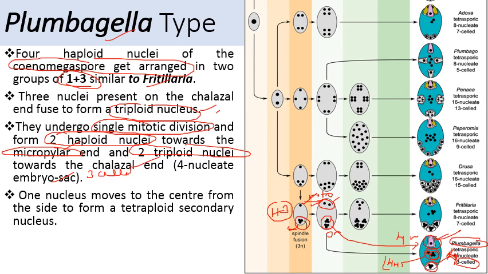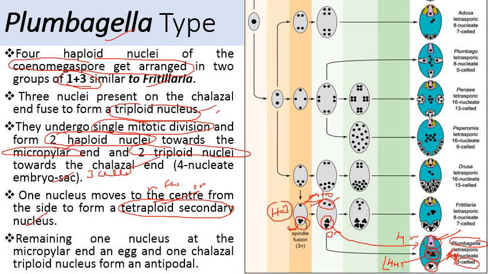One nucleus moves to the center from each side, that is one from the micropylar end, that is a haploid nucleus, and one from the chalazal end, that is a triploid nucleus. That will give rise to a tetraploid secondary nucleus. The remaining 1 nucleus at the micropylar end will form an egg. जो micropylar end वाला एक nucleus है वो बना देगा egg, and 1 chalazal triploid nucleus will form an antipodal. So this type of embryo sac contains a single triploid antipodal and a single haploid egg. So this is a 4 nucleated 3 celled embryo sac which is found in case of Plumbagella type.